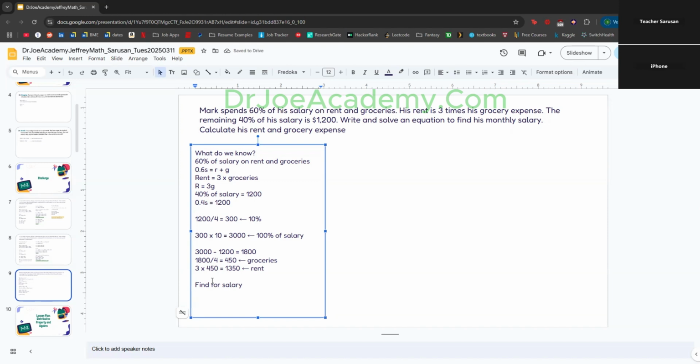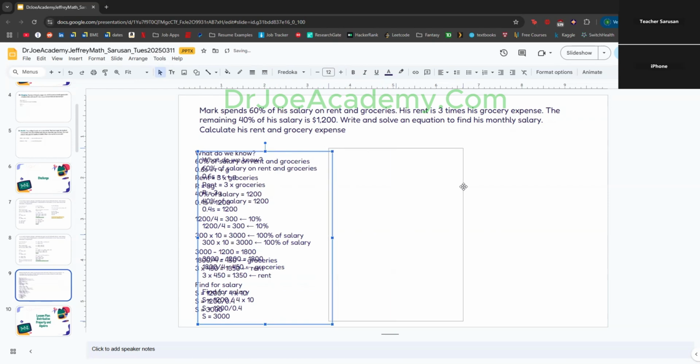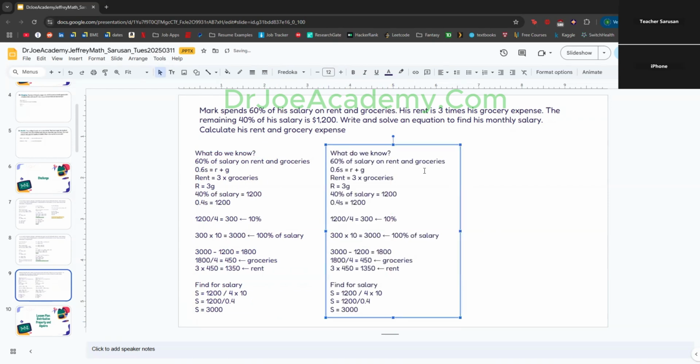All right, so we can do S equals exactly what you wrote, 1200 divided by 4 times 10. So divide by 4 times 10, which is the same as 1200 divided by 0.4, which gives us 3000. Excellent. Now, let's copy paste this, put this over here. So we got S equals 3000.